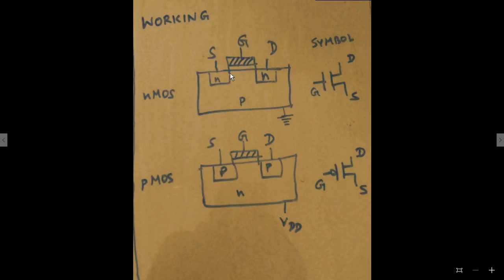Here electrons will be there, and at this part holes will be there. So when holes are there, there is no relation between source and drain. So source and drain cannot conduct current because there is no connection between them, since holes are there.